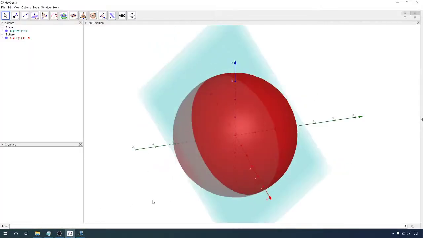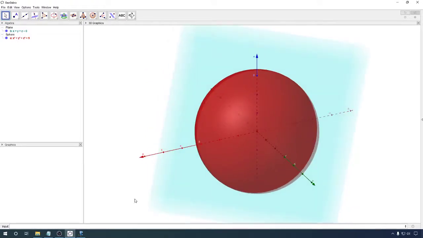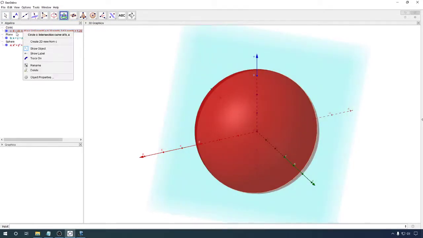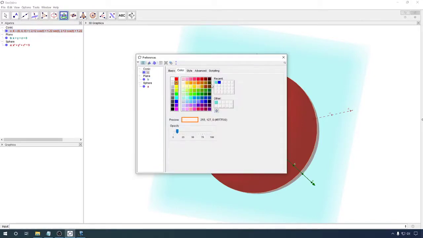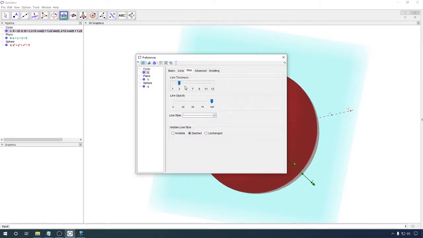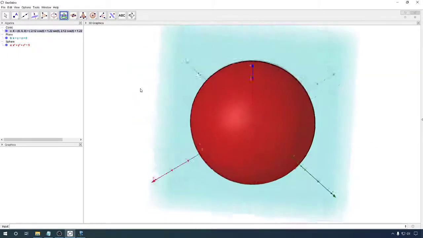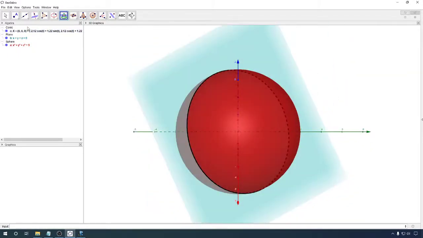But the point here is that we have a plane intersecting the sphere, which is what our two constraints mean, and their intersection is a circle. I'm going to color it black and make it thicker so we can actually see what's going on. We have this circle, and we're just looking at points on that circle and asking what is the maximum value of a particular function.